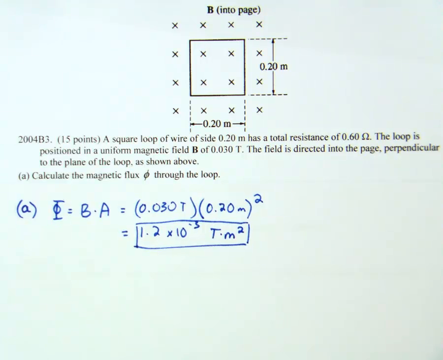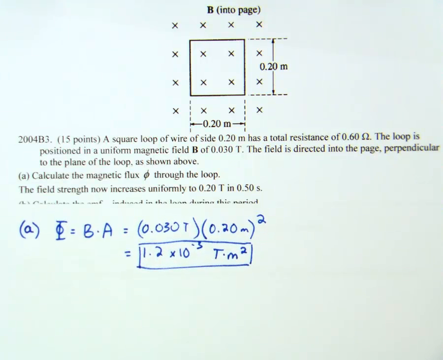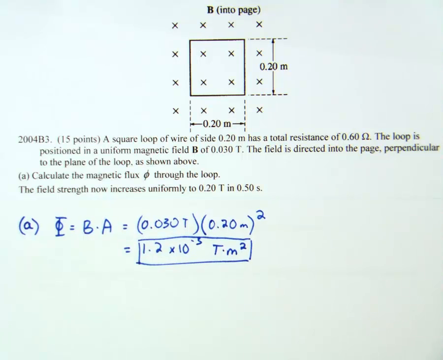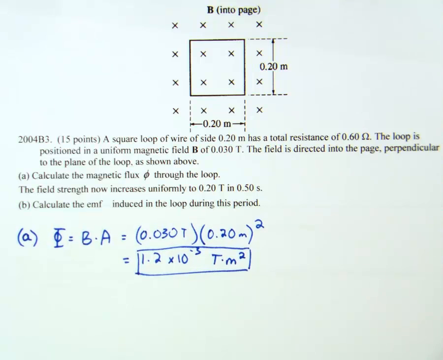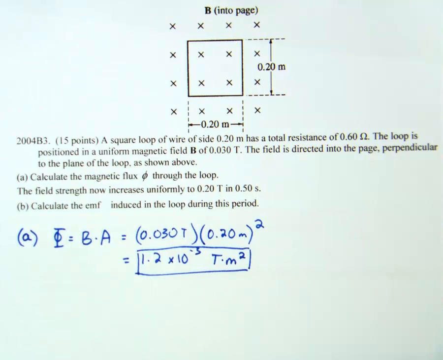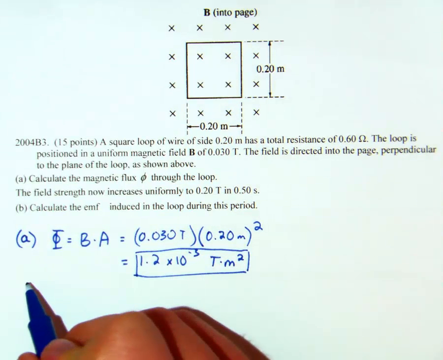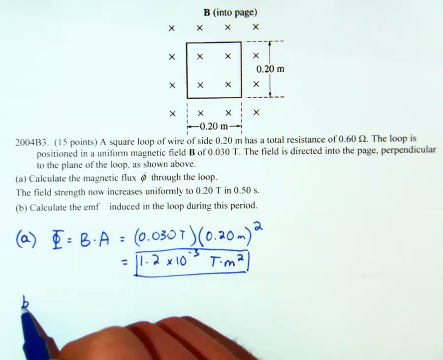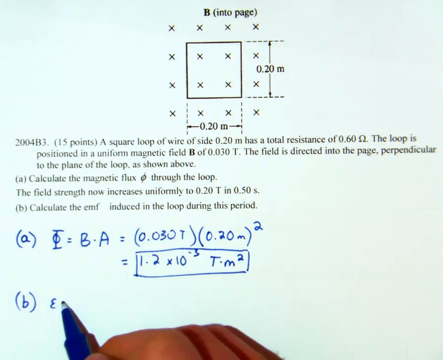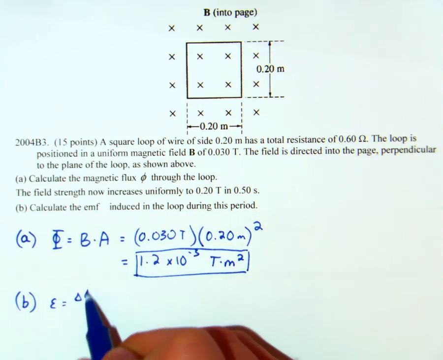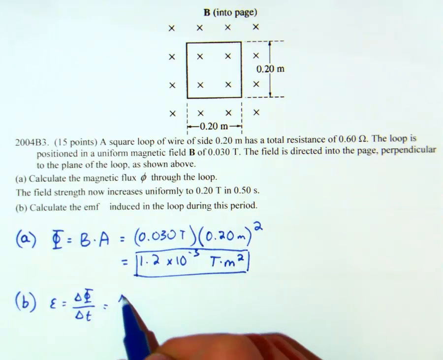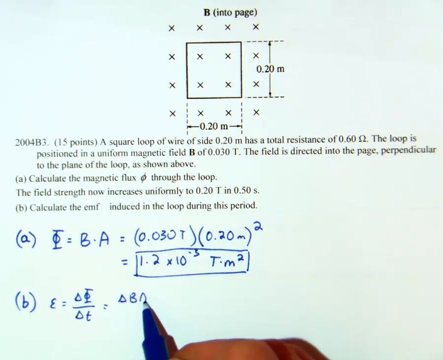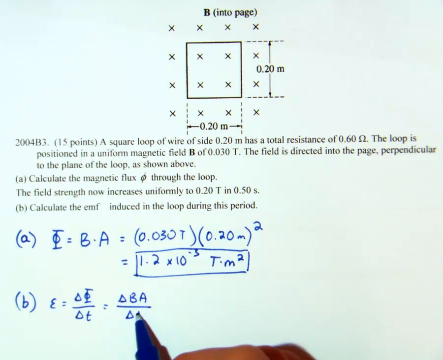Okay, now the magnetic field increases to 0.2 teslas in 0.5 seconds, so half a second. Calculate the induced EMF in the loop during this period. Well, again, my induced EMF is my change in flux over my change in time, which is my change in BA over change in time.